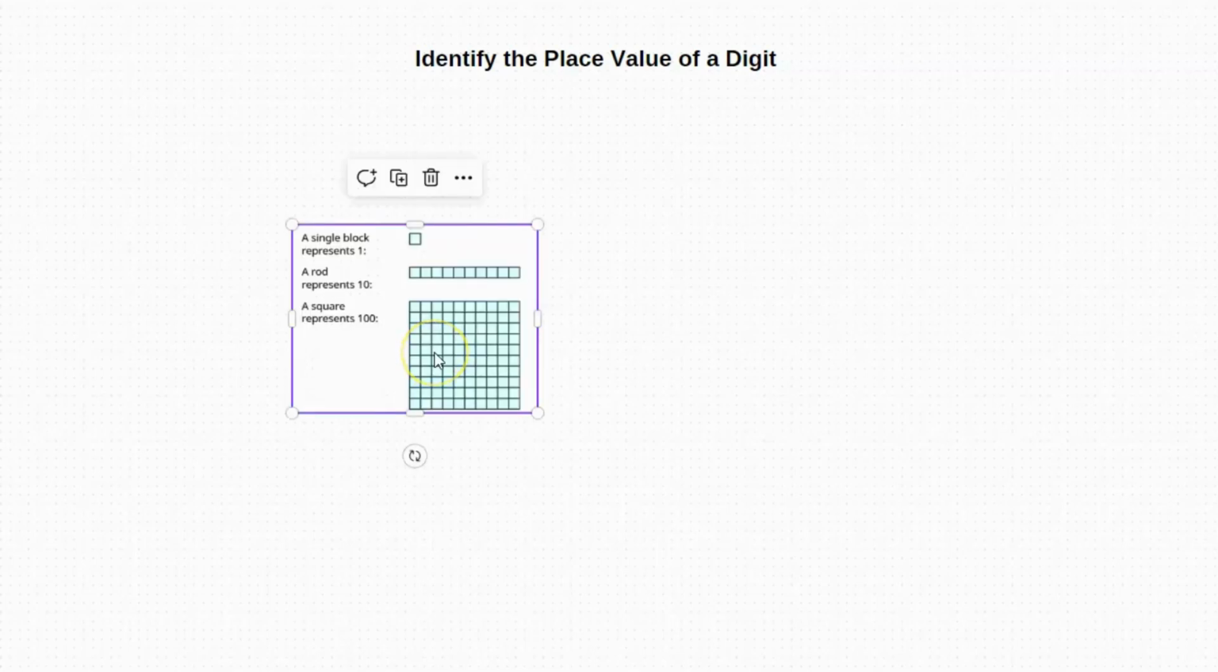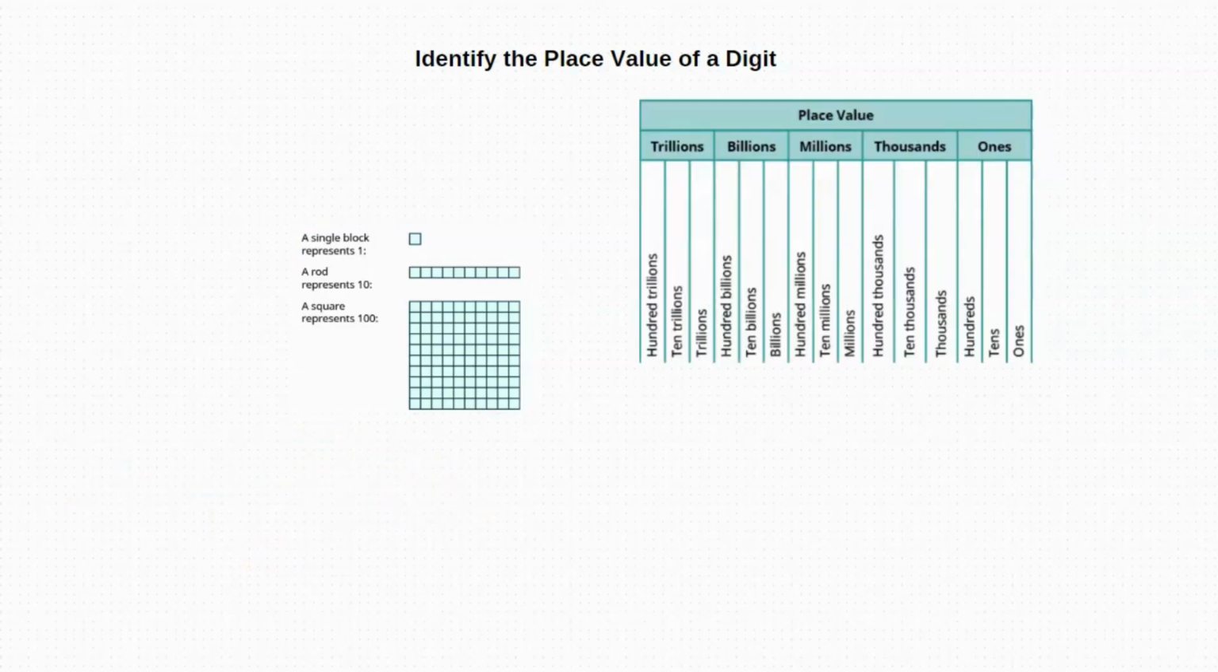If you remember, just as with the base 10 blocks, where the value of the 10s rod is 10 times the value of the ones block, and the value of the hundreds square is 10 times the 10s rod, the value of each place in the place value chart is 10 times the value of the place to the right of it.